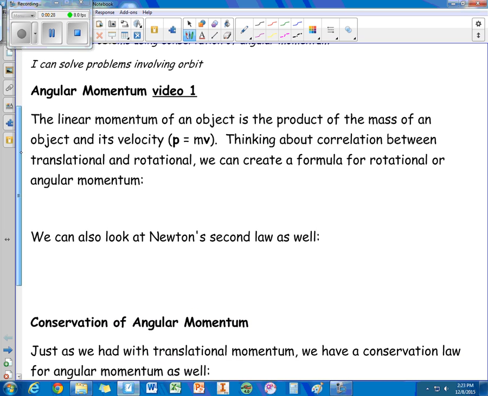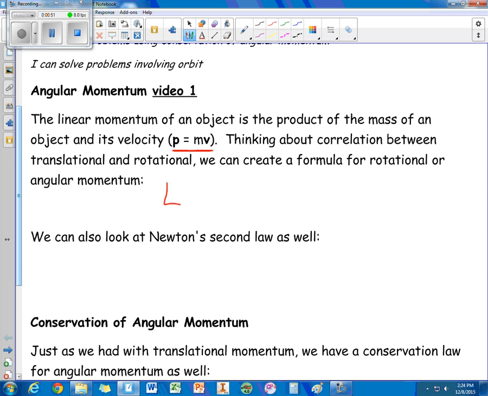So, linear momentum of an object. Remember, it is the product of the mass of an object and its velocity vector. So, momentum was P equals m times v. Now, there is this correlation between translational and rotational. So, for angular momentum, we represent it with an L.